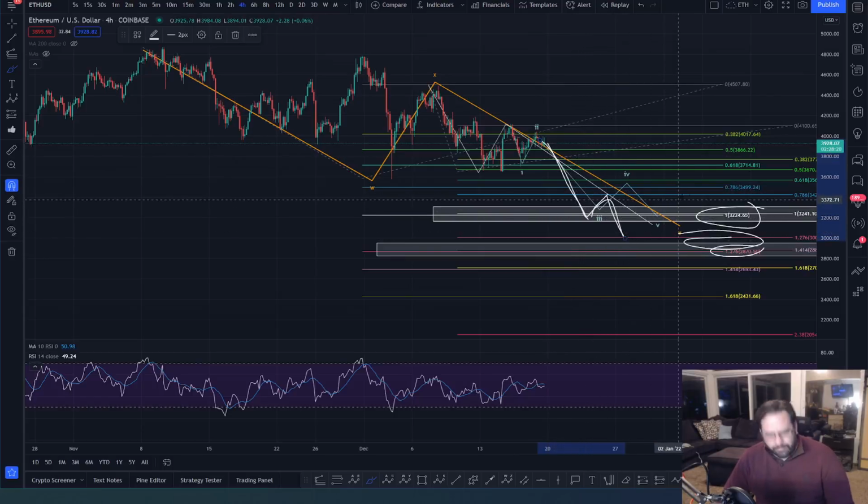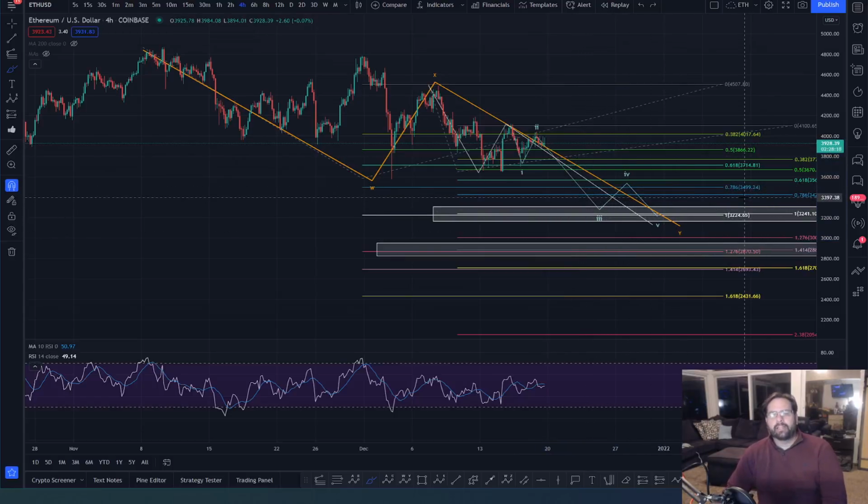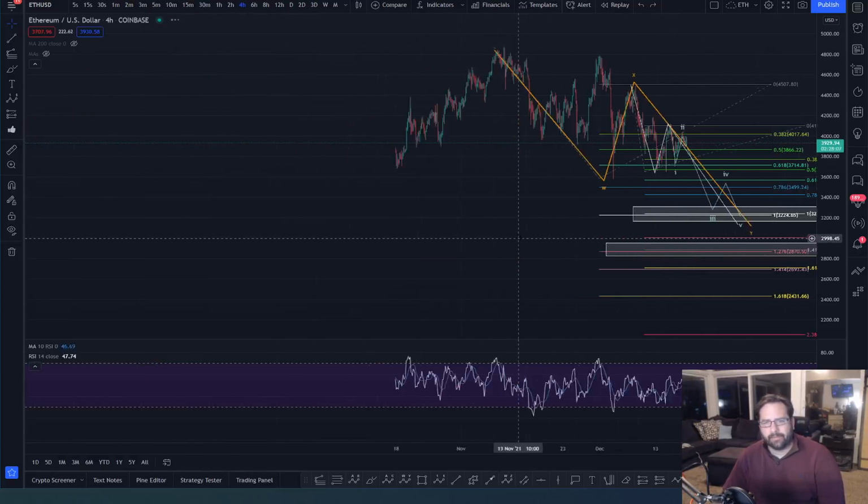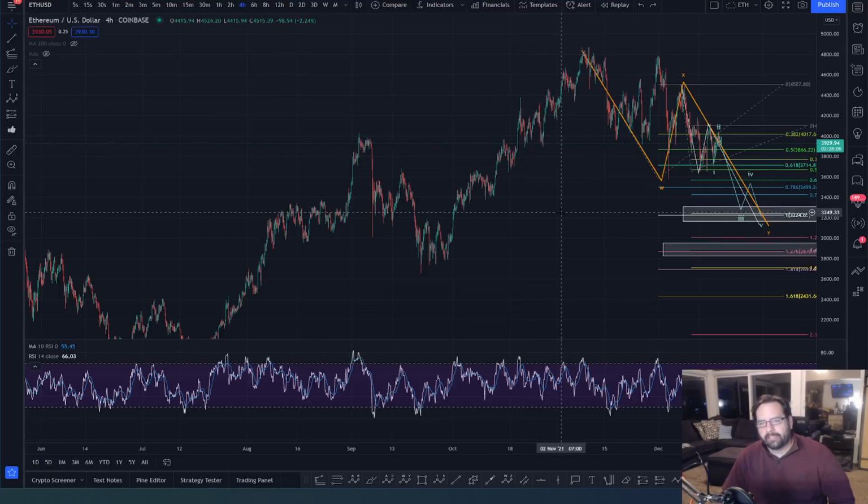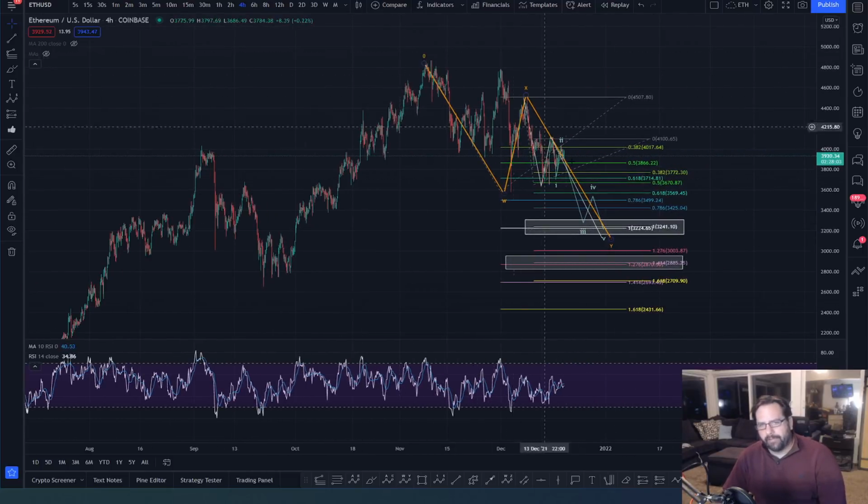So guys, these are my favorite ideas based upon correlation, based upon fibs and wave analysis, and just intuition as well in the market. It's the way I'm looking at the market, guys. Then after this finishes, I'd expect some kind of a move back to the upside.